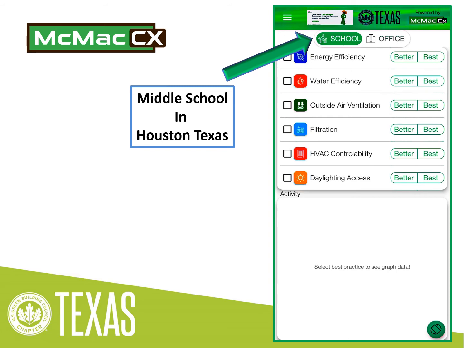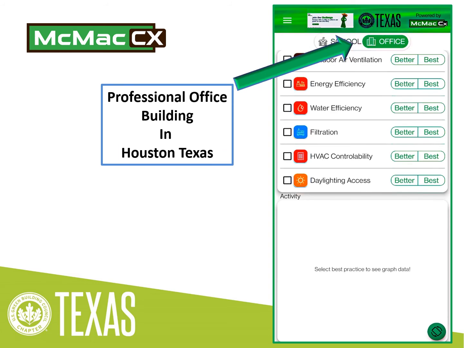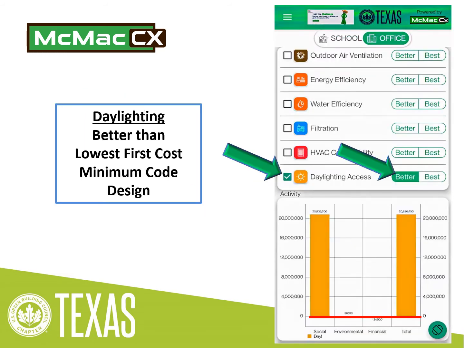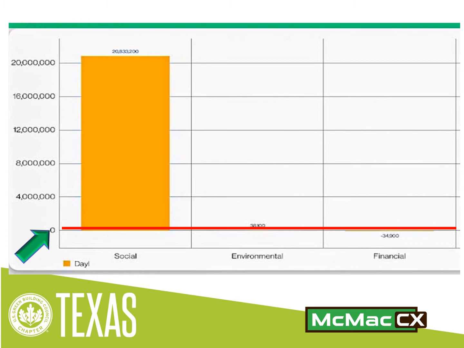The app has both the opportunity to evaluate proven best practices within a Houston, Texas middle school or a Houston, Texas professional office building. Simply choose which building type you want to evaluate and pick your best practice, in this case, daylighting. Once you select your best practice, the default social, environmental, financial, and total benefits for the better solution will appear. The 0 is the minimum code alternative. And then you have the social, environmental, and financial, and total triple bottom line cost benefit analysis, NPV, shown here. Turning your smartphone or device into landscape mode allows you to see this information in more detail.